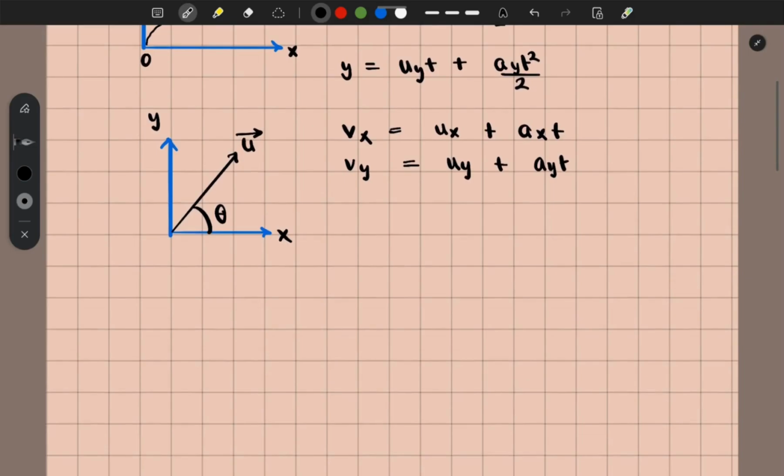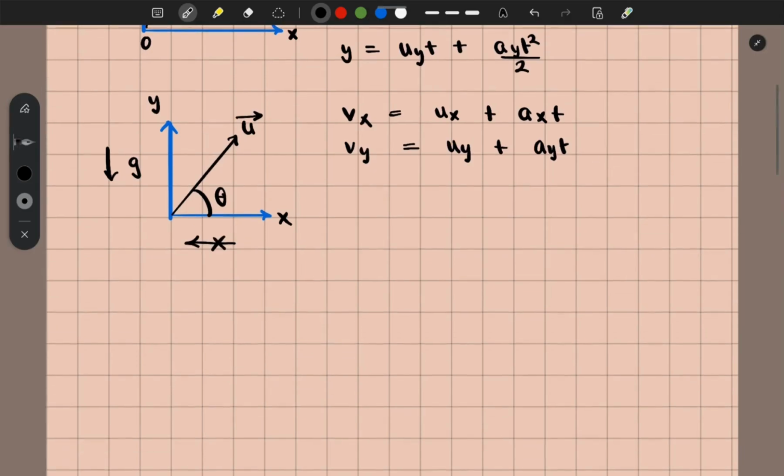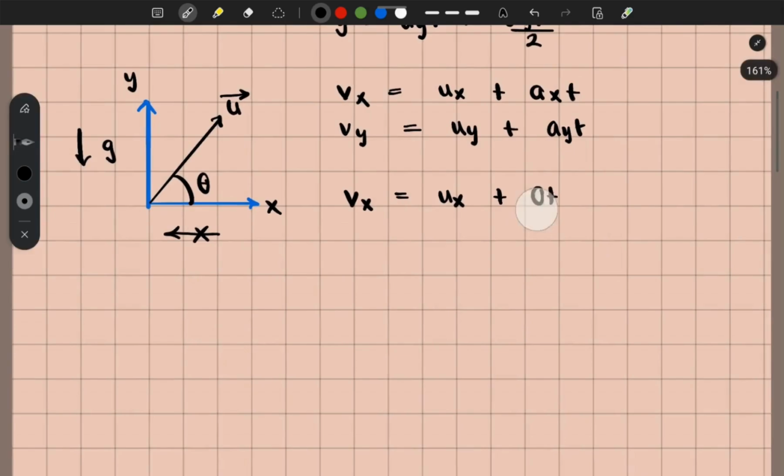Now, we first have to note that in our case, there is the acceleration of gravity downwards perpendicularly on the object at all times. And since we are neglecting air resistance, we have no acceleration in the x direction at all. So now we have vx is equal to ux plus 0t, so that's just ux.